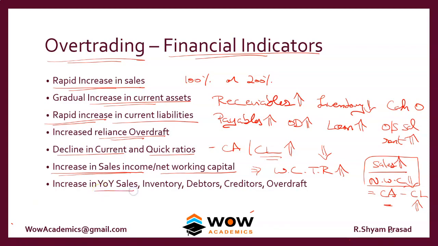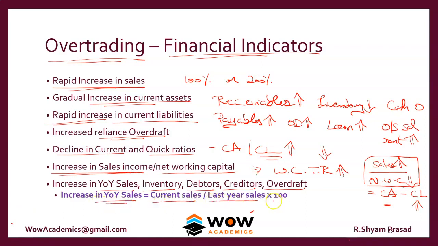You can also find that the year-on-year increase in sales, inventory, debtors, creditors, and overdraft will be high. This is how we compute year-on-year sales: the current sales divided by last year's sales into 100, you will get the year-on-year sales. Other numbers are also calculated in this manner. From an exam point of view, this is a very, very important topic, because you should be able to work out these financial indicators and then indicate if a company is in an overtrading position or not.